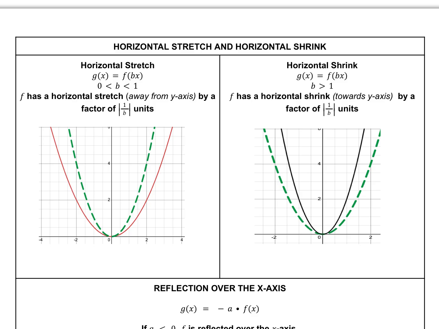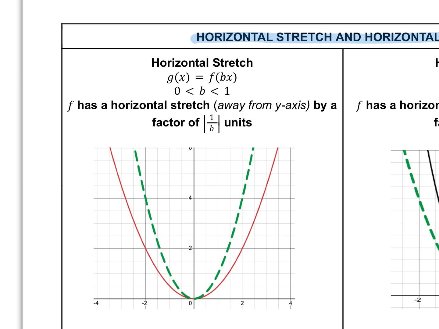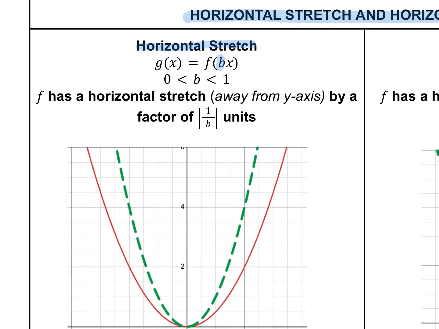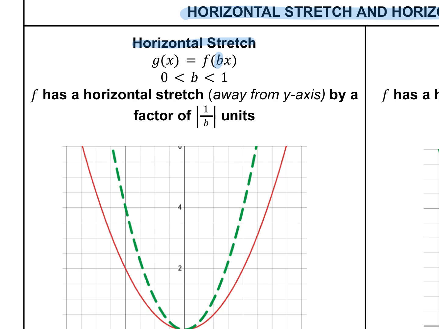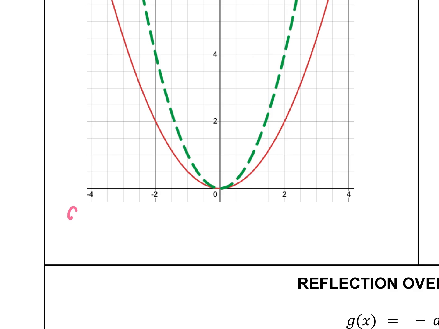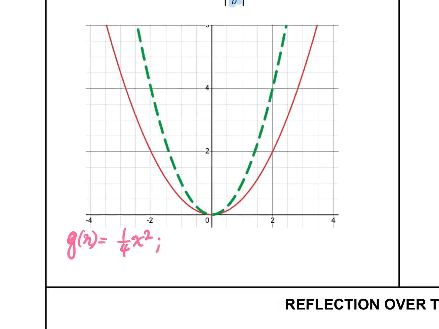Okay, so let's continue. Let's look at this time the horizontal stretch and horizontal shrink. The horizontal stretch is actually represented by b here, the b in our function. Okay, so we can say that f has a horizontal stretch. It means going away from the y-axis by a factor of 1 over b units. Okay, so let's give you an example. Say for example, we are given this function g of x is equal to 1 over 4 x squared. Okay, so let's look at this one.